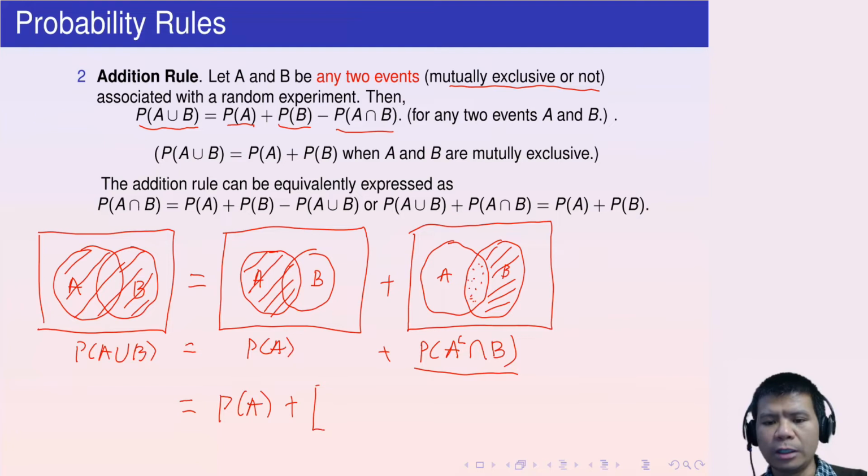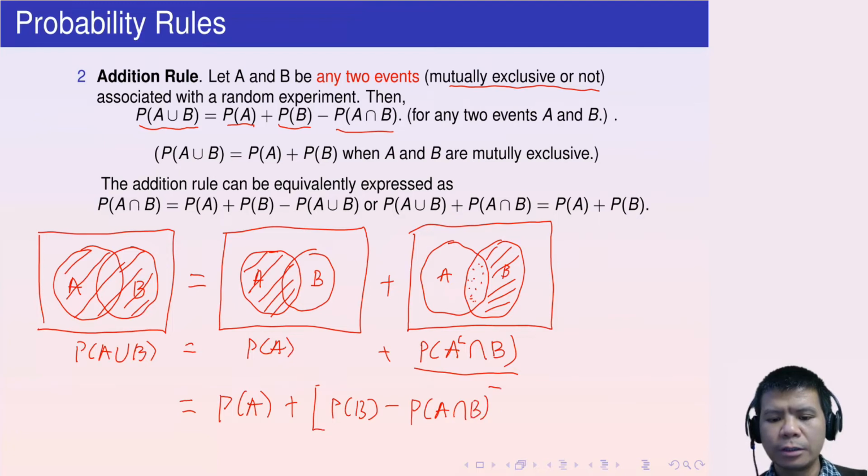What is the dotted area? The dotted area is the intersection, right? So it is simply what? Probability of B minus the probability of the intersection. Okay, so that's what? Exclude the intersection from B. Okay, so that is what we have.